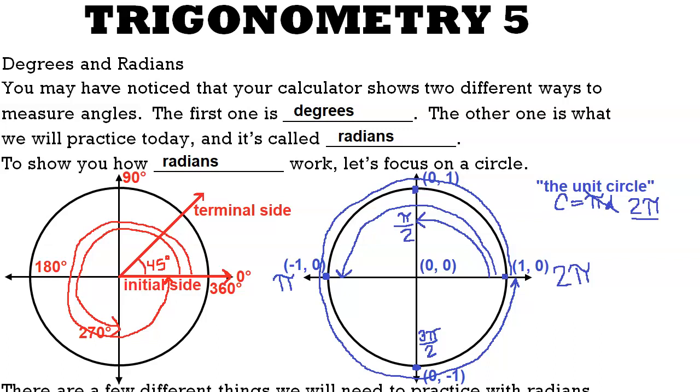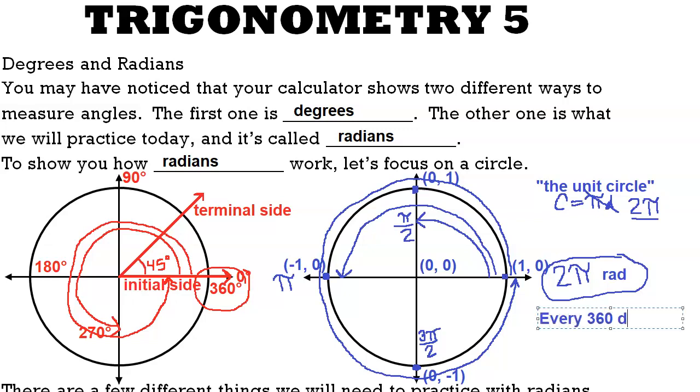Long story short, 360 degrees is the same as 2 pi radians, because radians are just sort of referring to the distance you traveled on the unit circle. Okay. So that means every 360 degrees counts as 2 pi radians.